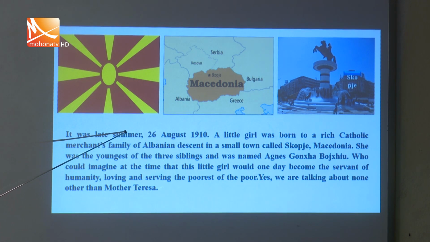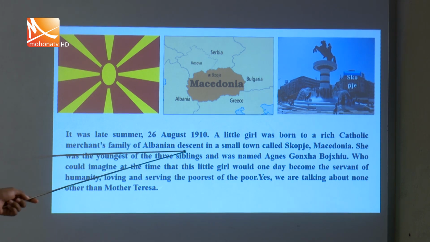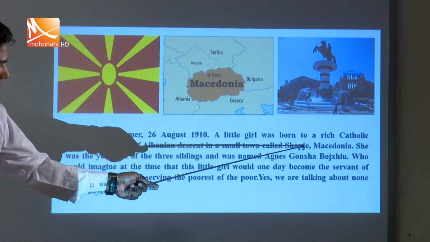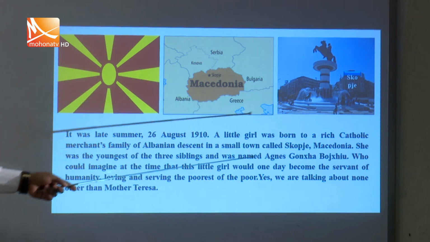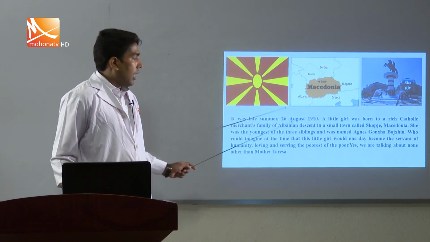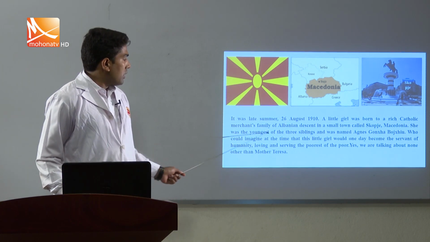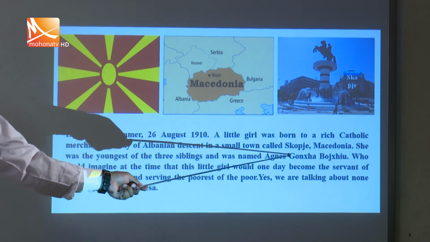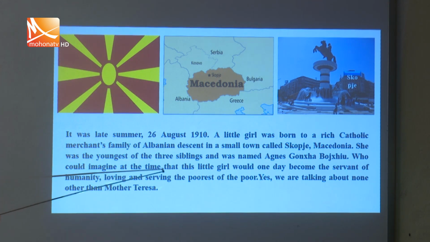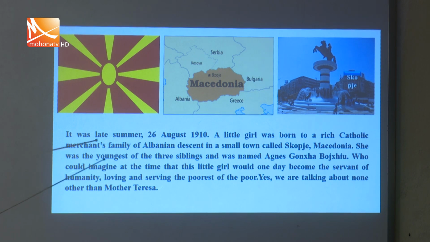It was the end of summer, 26 August 1910. A little girl was born to a rich Catholic merchant family of Albanian descent in a small town called Skopje, Macedonia. She was the youngest of 3 siblings and was named Agnes Gonxha Bojaxhiu.